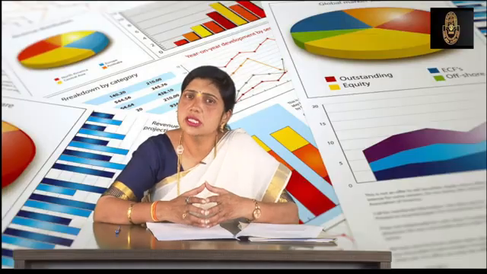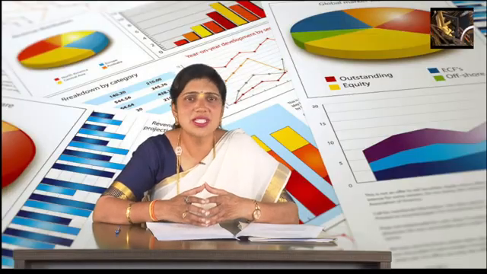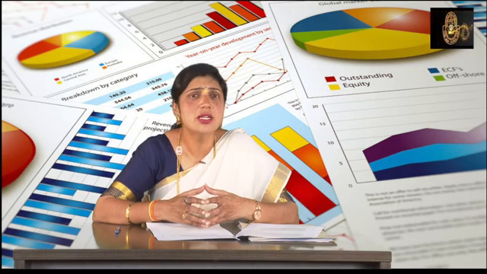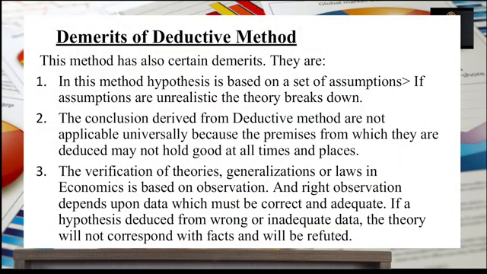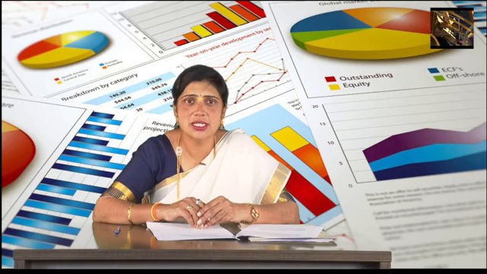At the same time, this deductive method also has some demerits. Let us look into the demerits of the deductive method. First and foremost, in this method, the hypothesis is based on a set of assumptions. If assumptions are unrealistic, what happens to the theory? It also breaks down. Second, the conclusions derived from the deductive method are not applicable universally because the premises from which they are deduced may not hold good at all times and at all places.